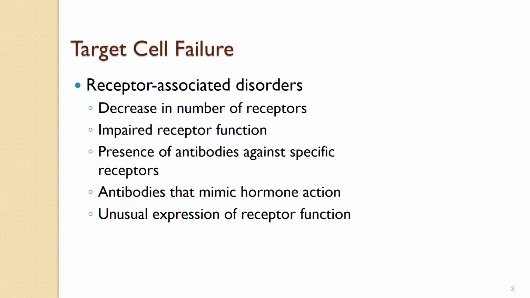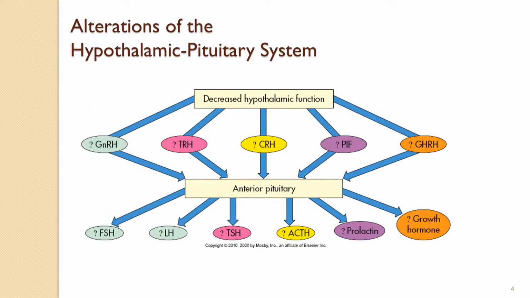Another problem we can encounter here is target cell failure, and that's what we see in diabetes type 2, a great example of a receptor associated disorder, and sensitivity disorders can also be a good example. So receptors can decrease in number, or their function can be impaired, or antibodies destroy the receptors. And there are antibodies that will attach to the receptors and mimic that action, but actually they are not hormones. And another one is quite rare, when the receptor will have unusual expression of the function.